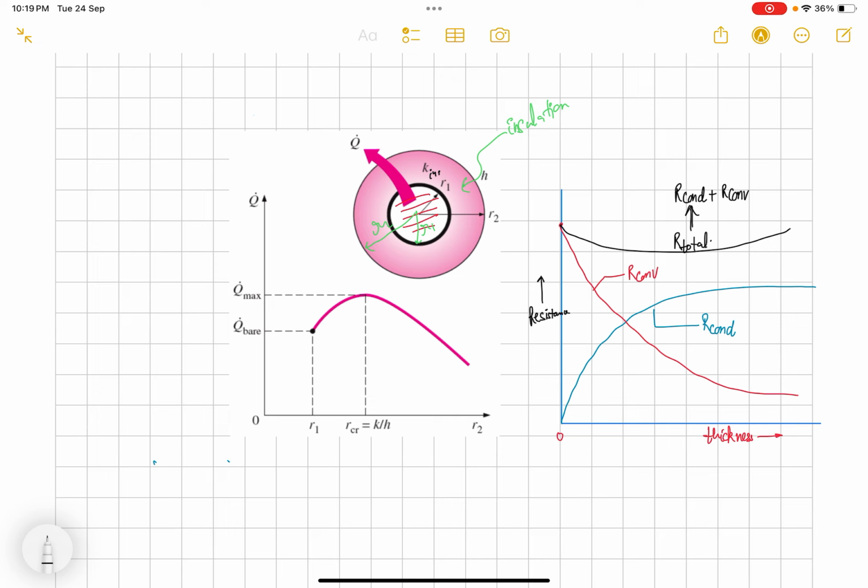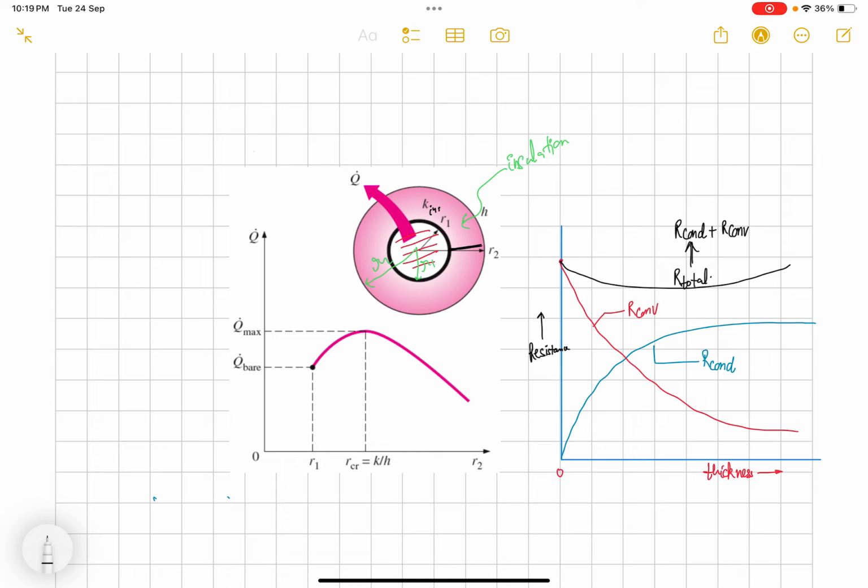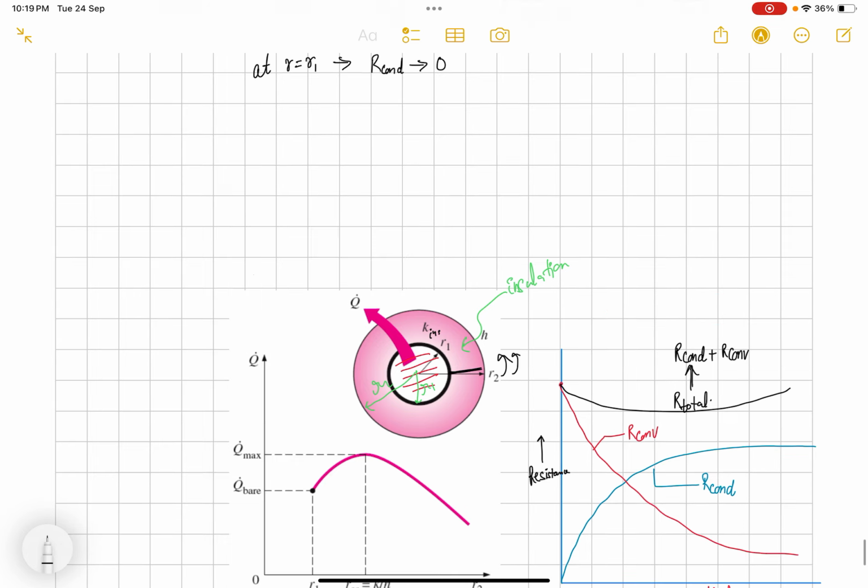And for total resistance we can write the conduction resistance from this material of insulation and the convection resistance from the outside. So for the cylinder, let's say we are writing the conduction resistance as this and the convection resistance as this. r is the radius of the insulation at any point; this radius can change.